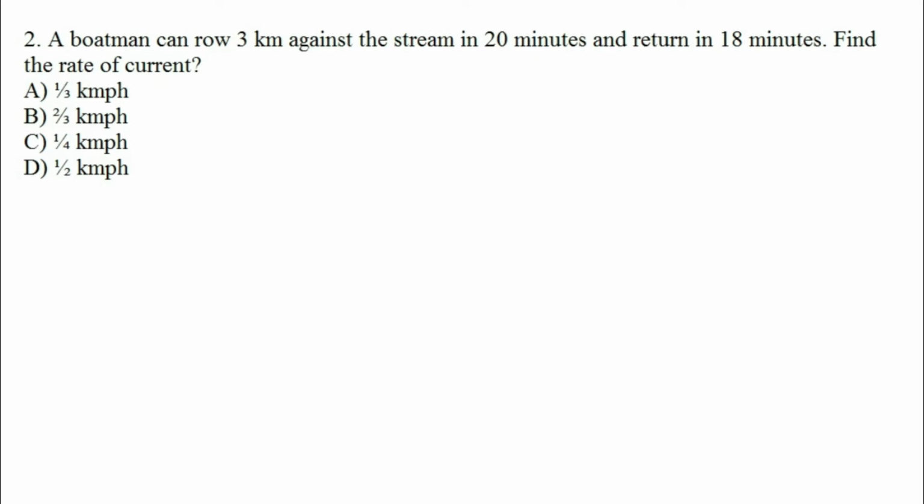A boatman can row 3 km against the stream in 20 minutes and return in 18 minutes. Find the rate of current. 3 kilometers against the stream, that is upstream. Upstream speed equal to upstream distance 3 km divided by time is 20 minutes. 20 minutes in hours, 20 divided by 60. 3 into 3, 9 km per hour. Upstream speed equal to 9 km per hour.